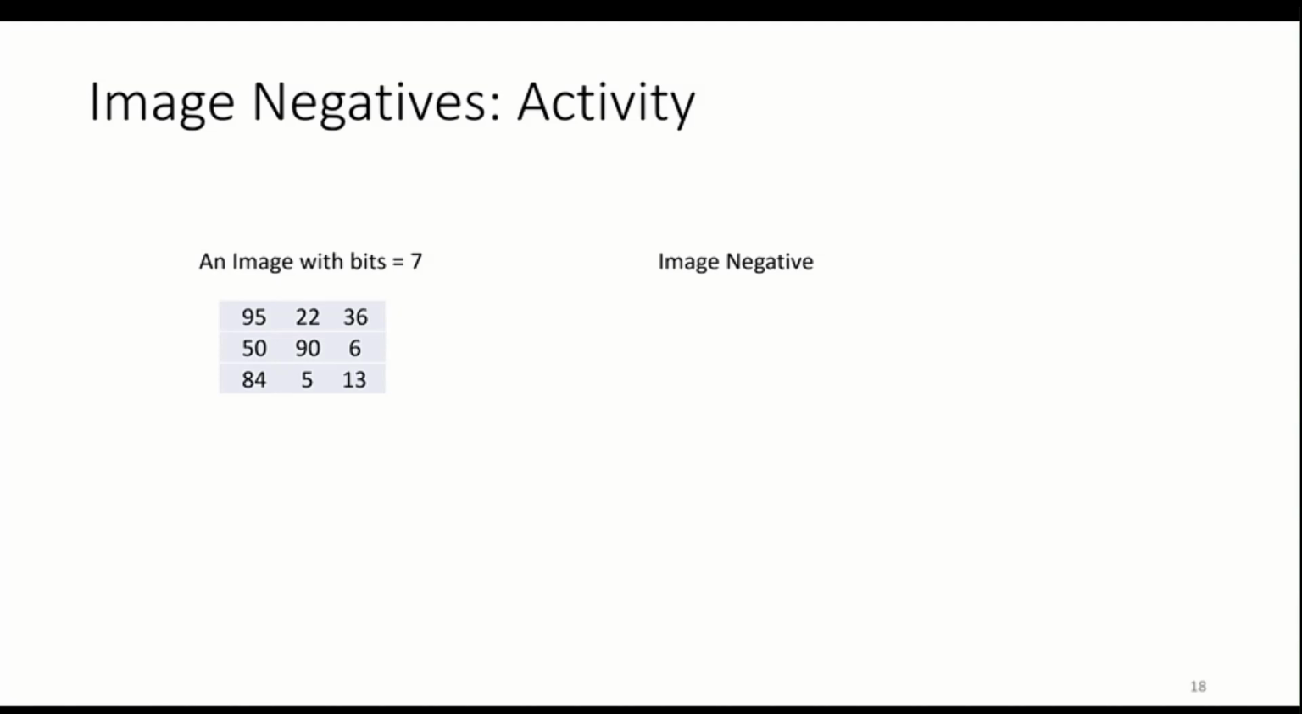1 to 8. Also, the bits are given. So, what is the quantization level? 2 power 7, right? Yes. Okay, so 128. So what will be L? What will be L minus 1? 127. 127 minus 95. 127 minus 22 minus 5.